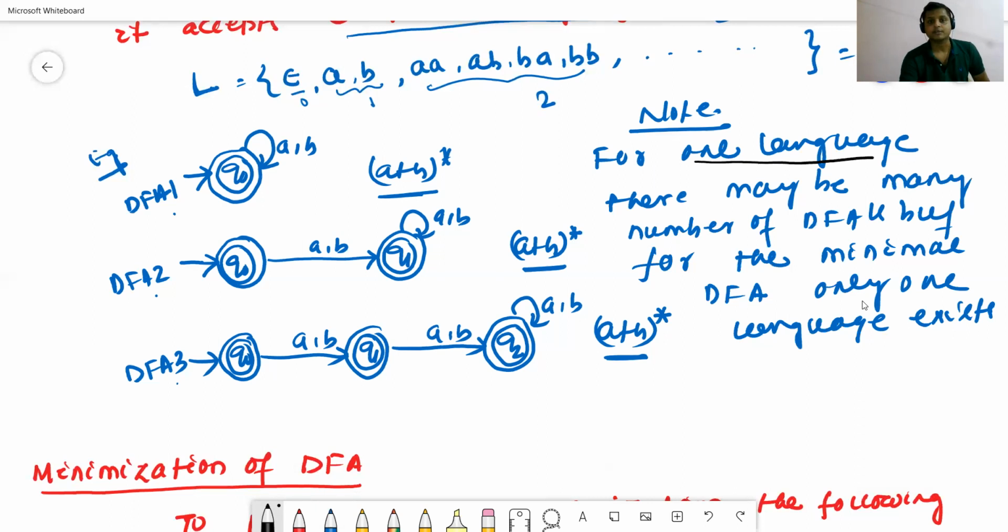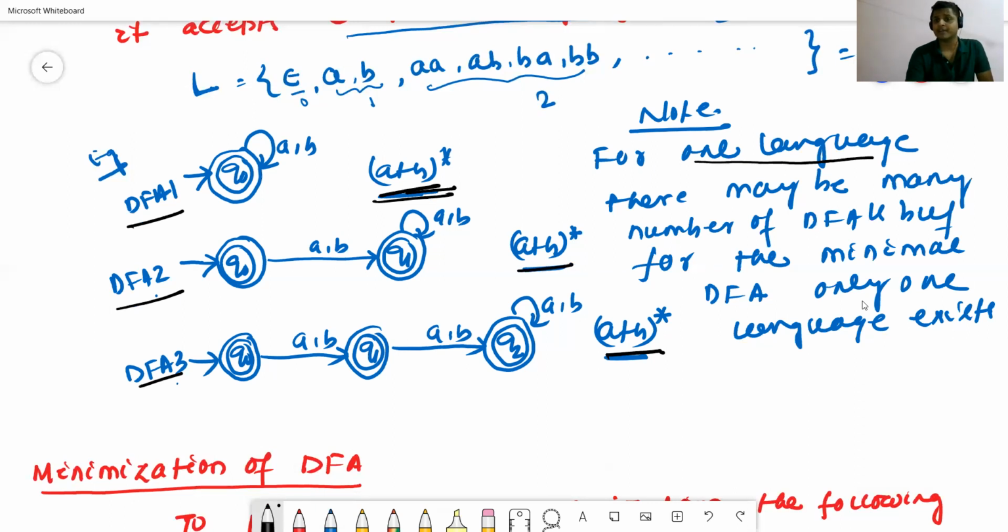That means what? For one language, say (a+b)*, many DFAs are possible. Means DFA 1, DFA 2, and DFA 3. All DFAs are different. But for minimal DFA, try to understand what is the meaning.